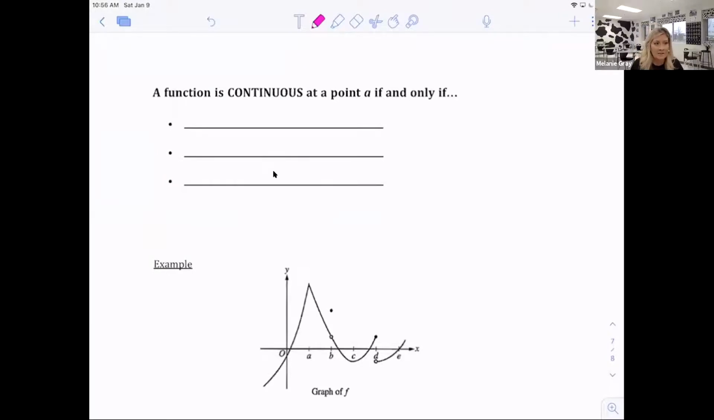We have a function is continuous at a point A if and only if these 3 things are true. So I want you to write these down with me. Now in Algebra 2, we think about continuity that we can draw a graph without picking up our pencil, right? In calculus, we have a much more formal definition of continuity at a particular point. The function is continuous at A if and only if, first of all, f of A exists.